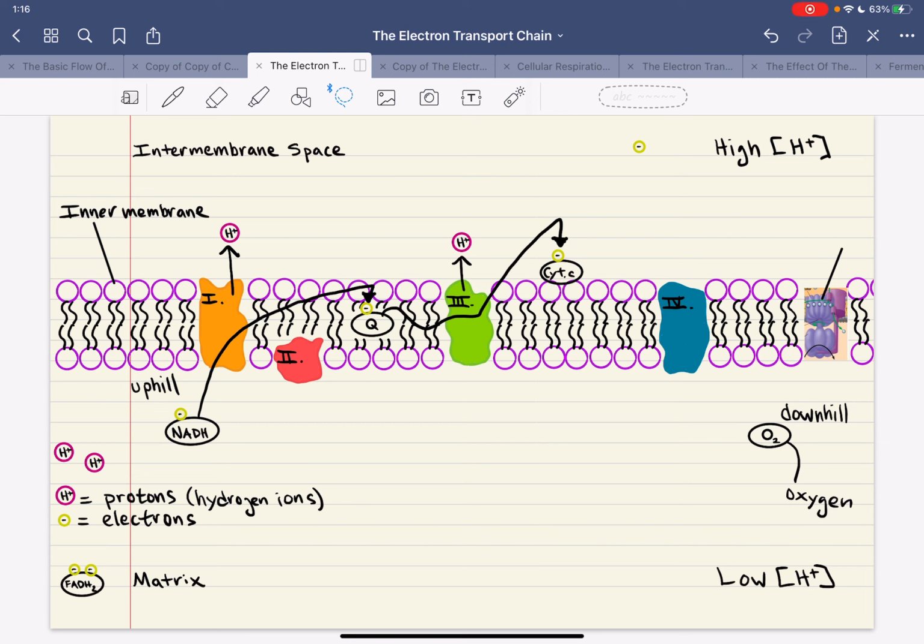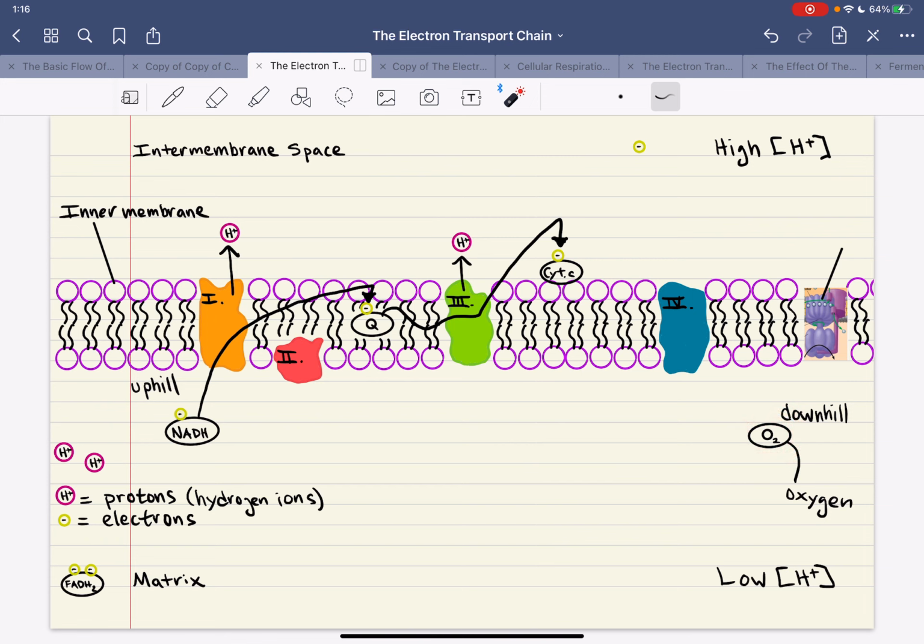And then the same thing is going to happen one more time. That same electron is going to take one more transfer. It's going to go from cytochrome C. It's going to pass through complex 4, spinning it, and then finally it's going to reach its final destination, which we call the final electron acceptor, aka oxygen.